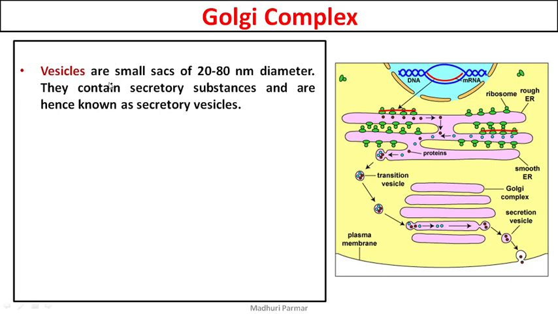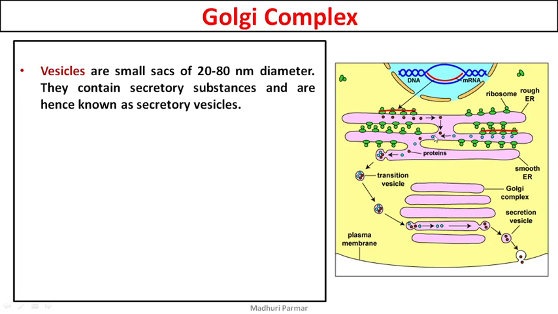So what are vesicles? They are small sacs of about 20 to 80 nanometer diameter. They contain secretory substance, and are hence called secretory vesicles. Just look at the diagram here. You have a nucleus. Inside the nucleus, you have DNA. That DNA is being transcribed, which means from DNA you are making an RNA, which is called mRNA. This messenger RNA will exit the nucleus and reach the different ribosomes, which are present on the rough endoplasmic reticulum. So this is the rough endoplasmic reticulum, and on it the green colored ones are the ribosomes. Now these ribosomes translate the mRNA and produce proteins, which are shown by these small brown colored dots.